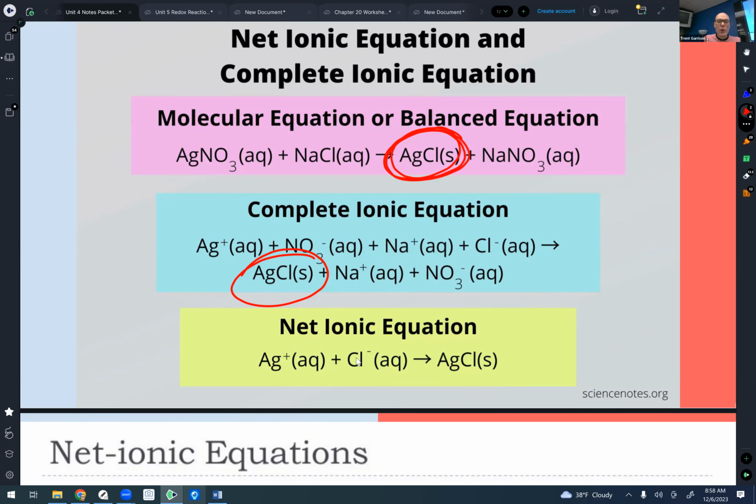So let's take a look. Which ones did we get rid of? Which ones didn't change their charge? You can chime in, yell it out. Do you see it? Sodium. NO3. We got rid of the NO3.